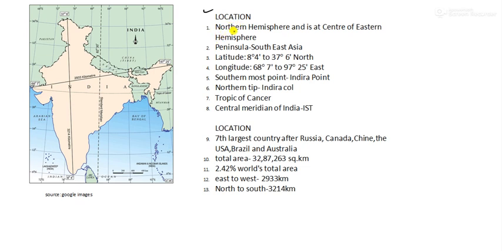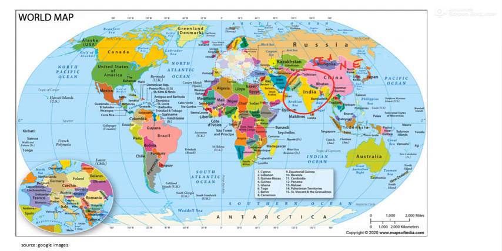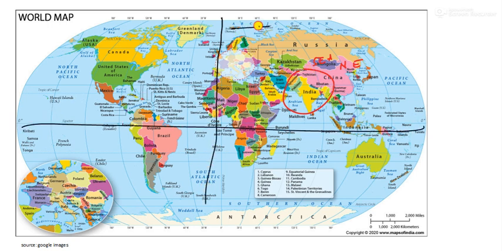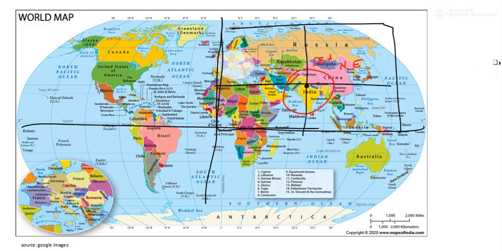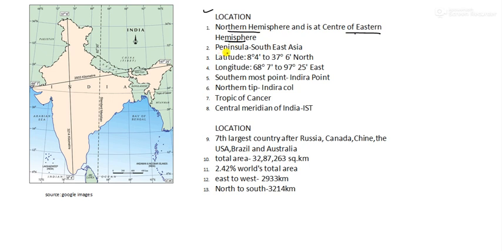So India is located in the northern hemisphere, as I said, and it is at the center of eastern hemisphere. Yes, it is in the center of eastern hemisphere. If you take, this is 0. Okay, this whole part is eastern hemisphere, right? So if you see, it is in the center of eastern hemisphere, right? That's what they have mentioned in your textbooks also.